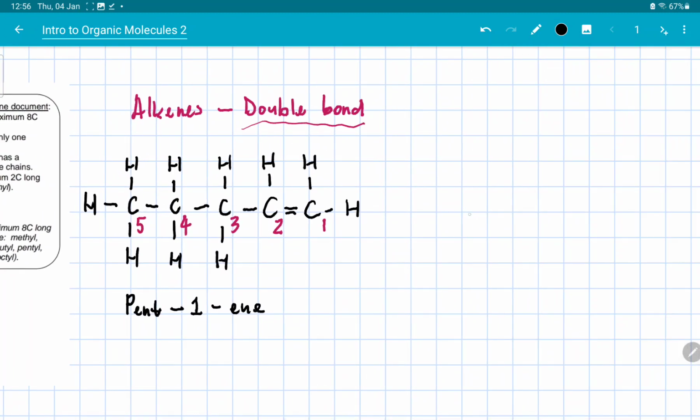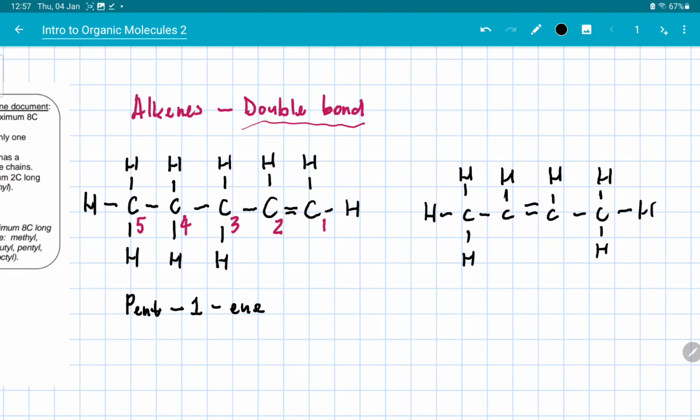So here's another example. C, C, C, C. If I put the double bond here, there are 4 bonds around each carbon, so I cannot put bonds here or here. Because I drew it this way, my double bond is in the middle, so it doesn't matter whether I count 1, 2, 3, 4 from either side. Why? Because the first carbon to contain that double bond is always going to be carbon 2.